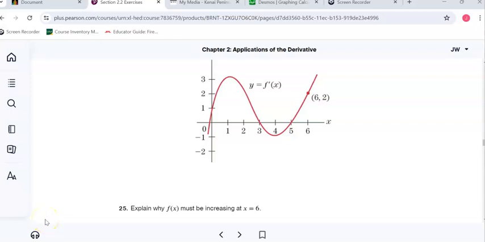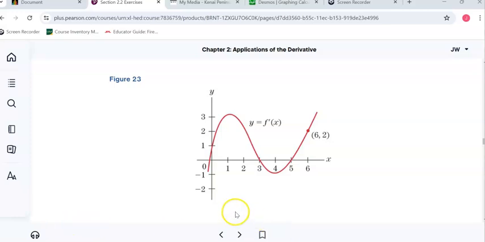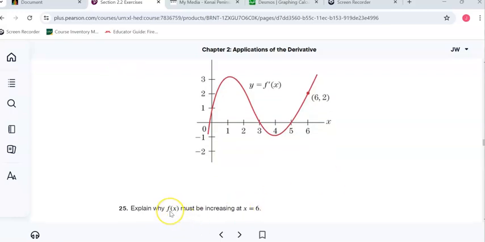Okay, this graph we're looking at here is not the graph of the function. This is the graph of the first derivative. So using the first derivative, we can know things about the original function. They didn't give us f of x, they gave us the derivative. So why must f of x, the original function, not be what we're looking at?